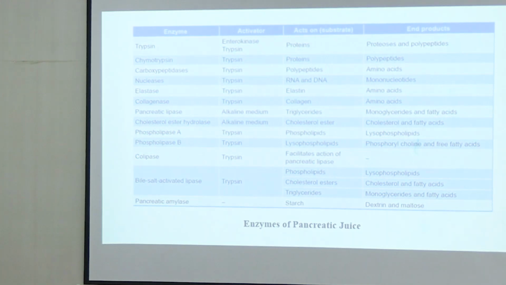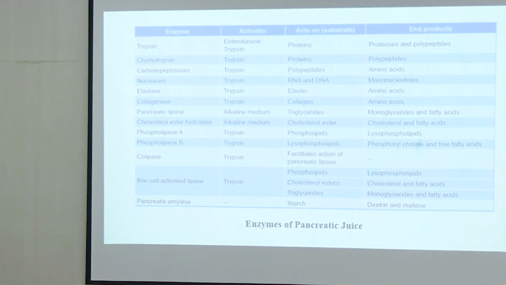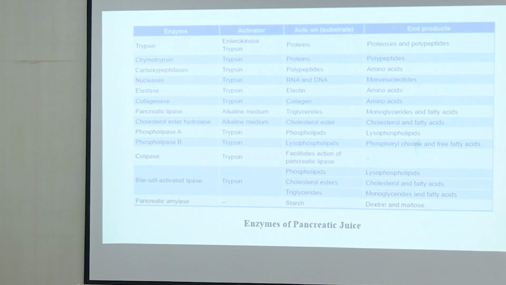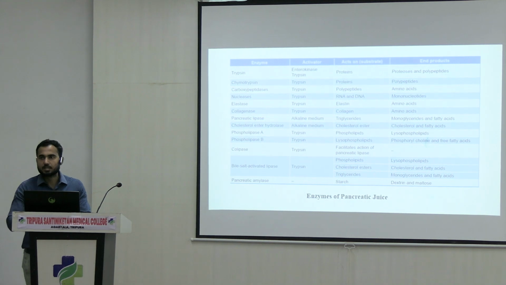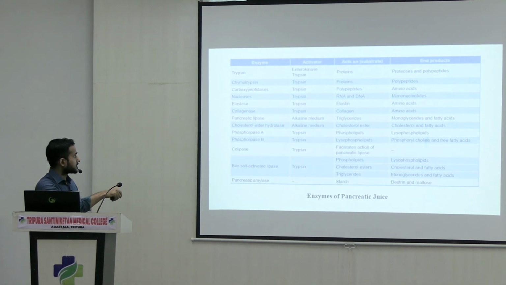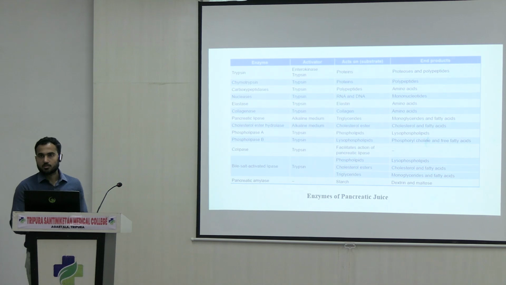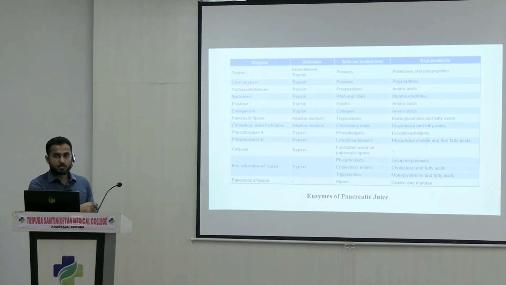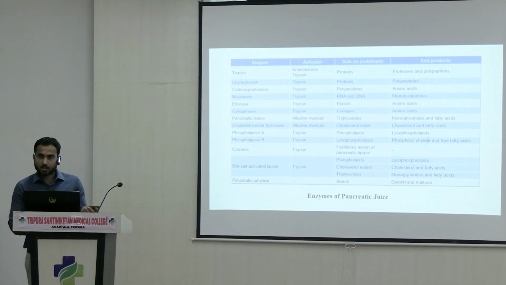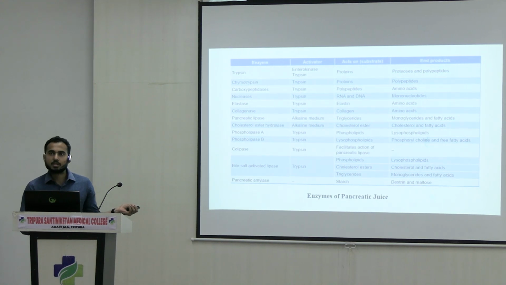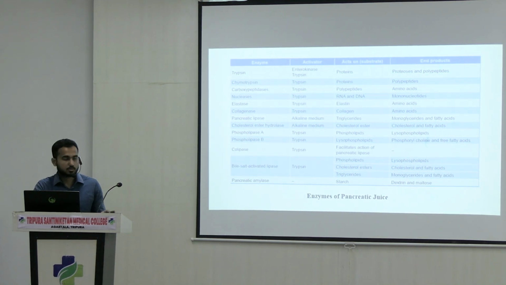Next, in this particular chart, you can see the pancreatic enzyme. Then the activator, how they get activated. Then which substance they act on. You know that any enzyme will be acting on a particular substance, and once it is acting on a substance, you will be getting the end product. So here is the list of enzymes, this is the activator, this is the substance it acts on, and this is the end product. These are the different types of enzymes present in the pancreatic juice. I will request everyone to go through it, because it will be required in physiology also.